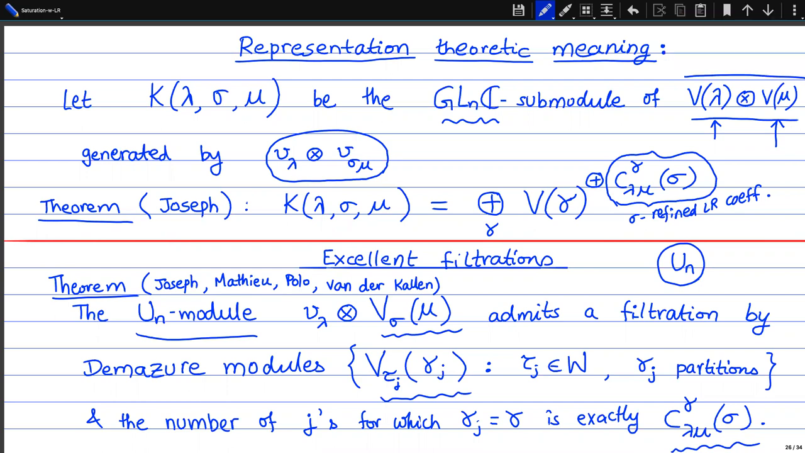Right. But what we finally count is only how many times a given gamma appears. And that final tally is given by this refined Littlewood-Richardson equation.